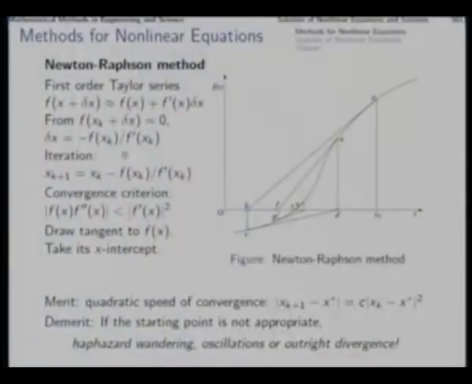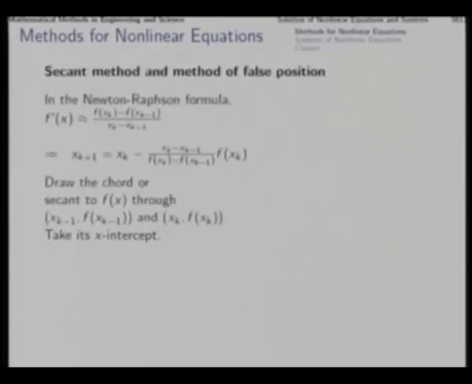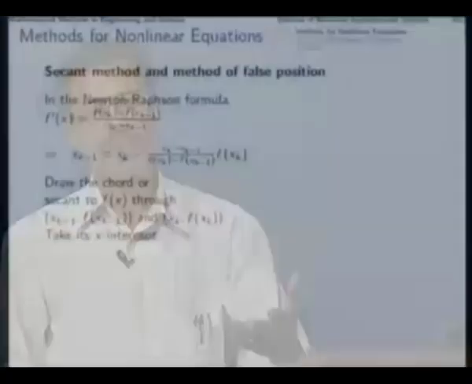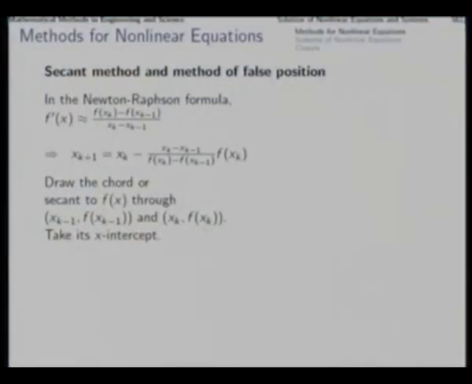Now, in this particular iteration formula, if we replace the derivative by a finite difference kind of first order derivative, then what you get is the secant method. So, rather than a tangent based method, you get a secant based method, that is, a chord cut through 2 points on the curve. So, replacing f prime by this expression, you get this iterative formula, that is called the secant method.